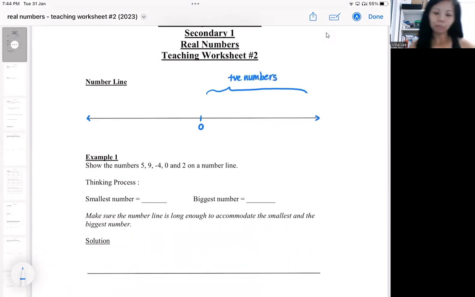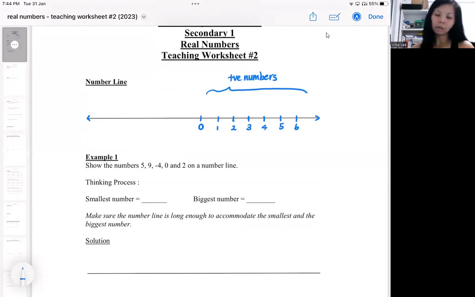And in the first teaching worksheet, I did mention that you have to make sure that your number line has uniform intervals. It's a bit like drawing a model, 1 unit. So every 1 unit must look the same. That is the whole idea. So you can use your ruler to measure 1 centimeter. Then you will have uniform intervals.